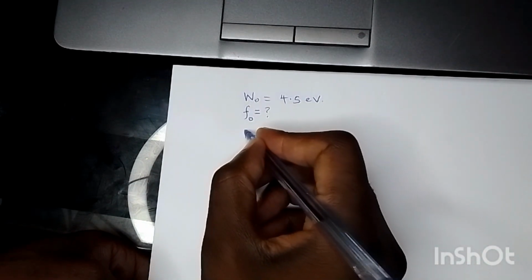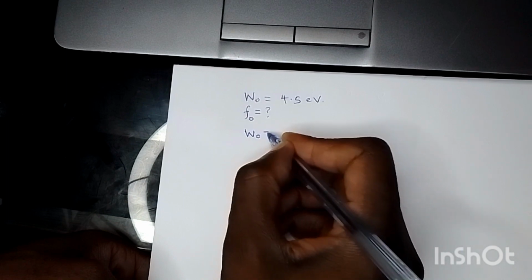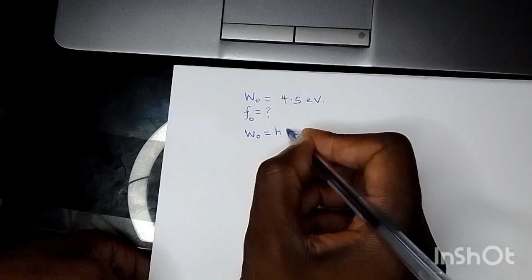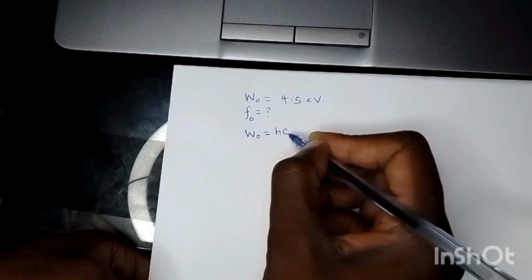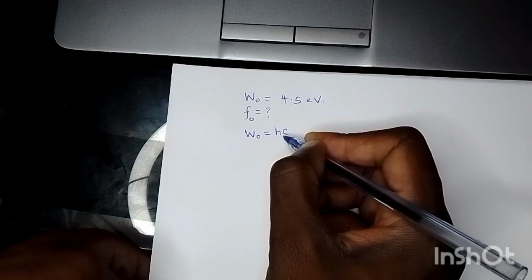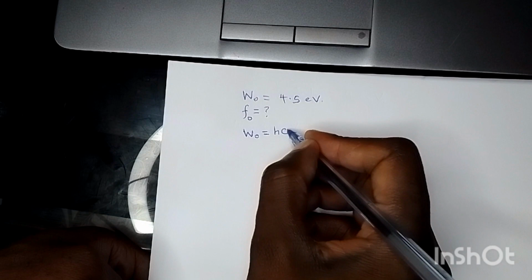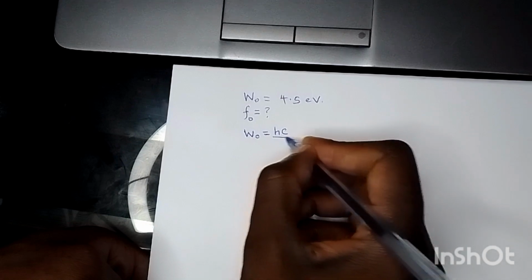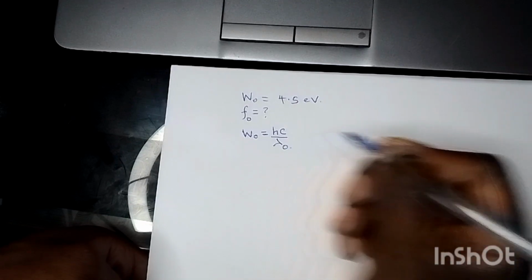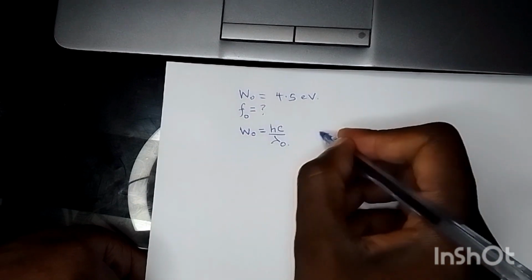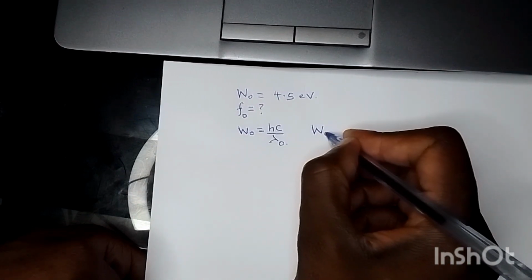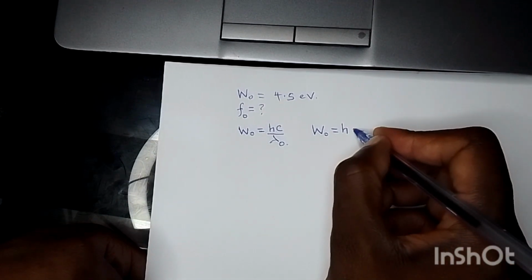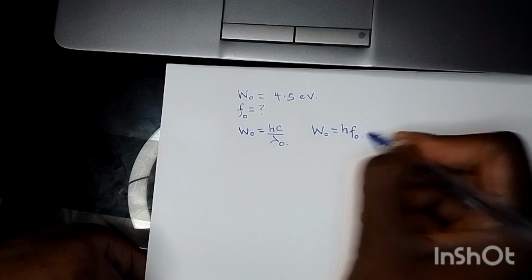We know that work function is given by the following formula: Planck's constant times c. This c here is another constant. It is the speed of the electromagnetic radiations in vacuum, and then you divide by lambda naught. Or work function can also be given by Planck's constant times threshold frequency.